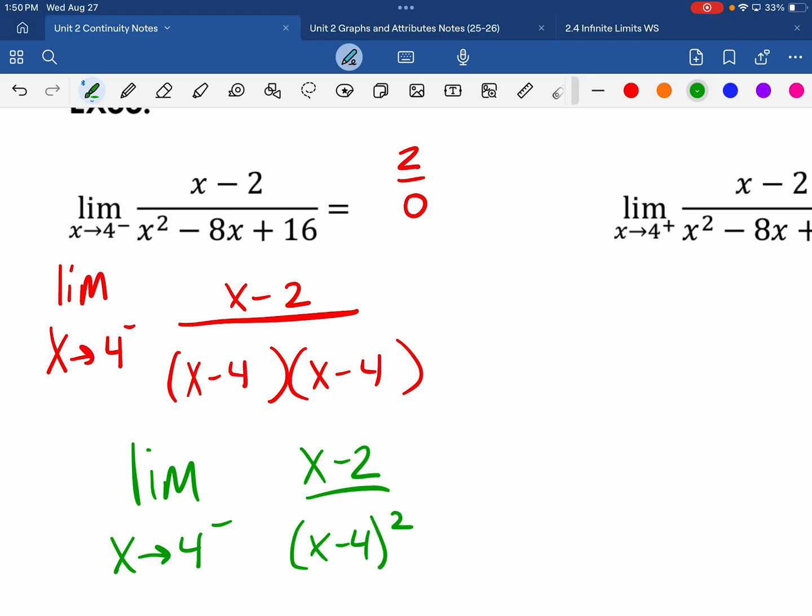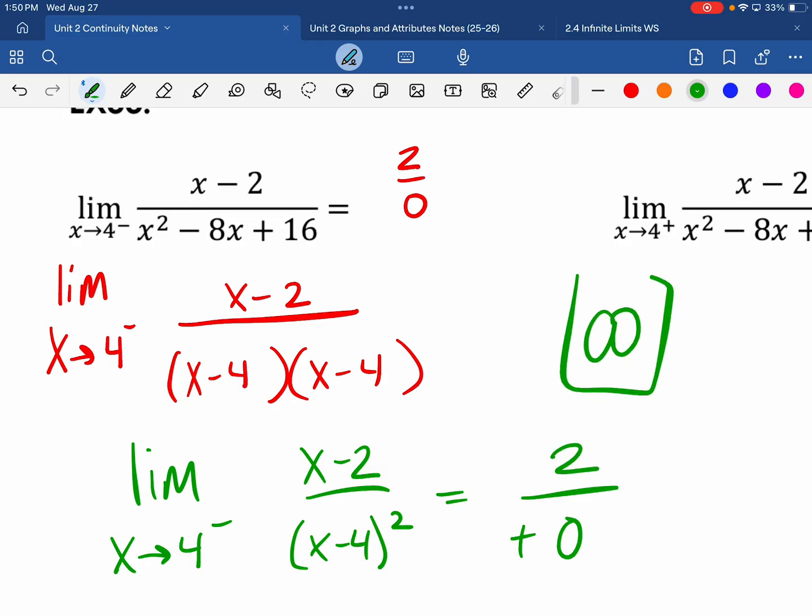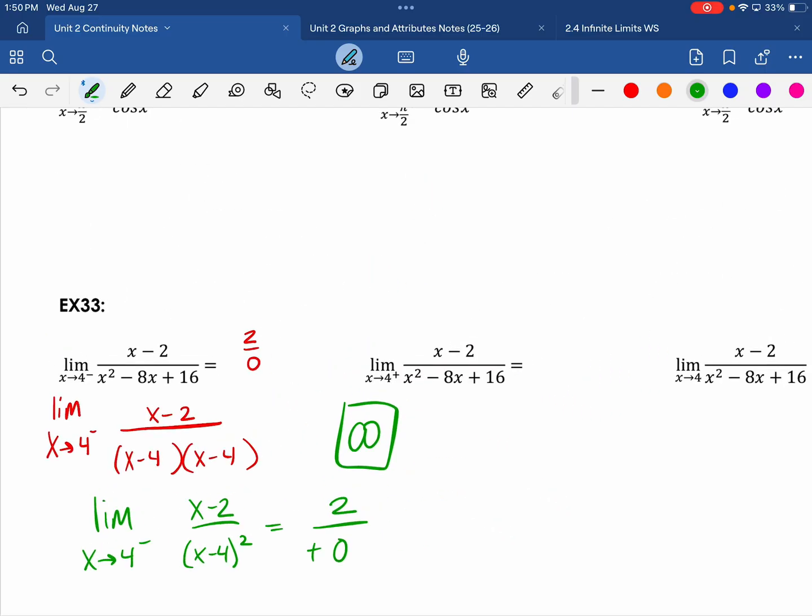Infinity. Because the square on the bottom will always make this positive, I know the bottom, no matter what, is always going to be a positive 0, but make sure you are also accounting for the top. When you plug 4 into the top, what number are you getting? 2. So it's going to be positive. What about the right side? Will it change? Nope, because the square will still keep it positive on the bottom, and the top will still be 2. So I can say that the limit is going to be positive infinity.